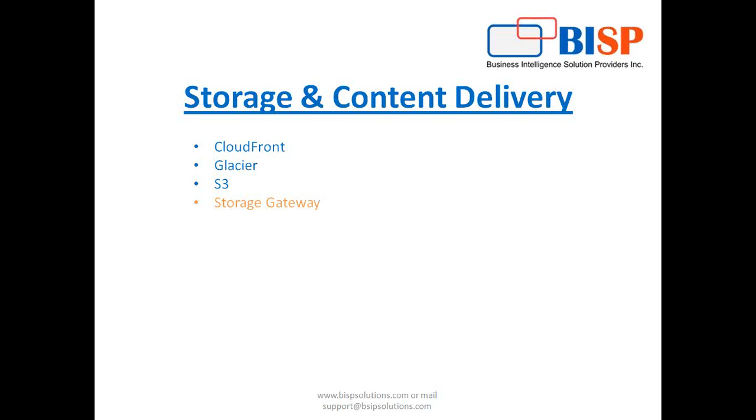Then we'll look at Glacier. Glacier is something like your tape storage. S3 is like your disk storage, and Glacier is tape storage. You don't want all of your data to be on the disk every time. You want to move some data onto tapes so that you can save some money, because S3 is expensive when you compare it with Glacier. Glacier is very cheap.